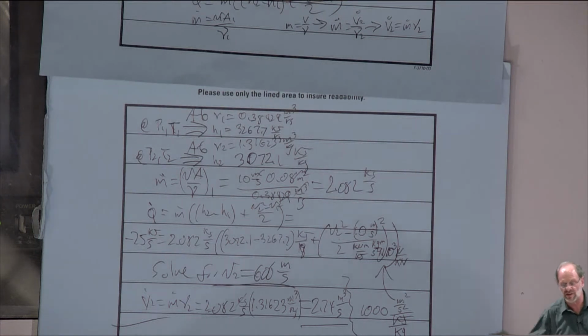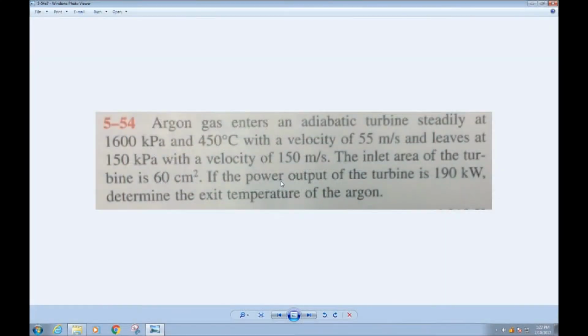This one's out of the 7th edition of this book, 554. So in this particular problem, it's still a single stream steady flow process, but now we have an ideal gas, or we have a gas. We haven't concluded whether it's an ideal gas. So let me just leave the bottom of this one. All right, so 554, and let me read it.